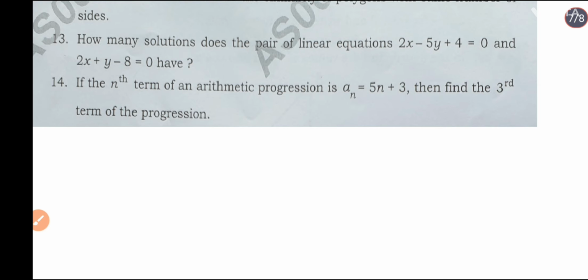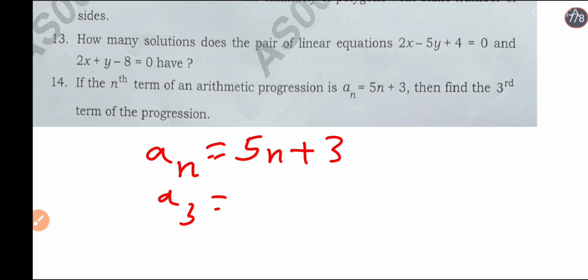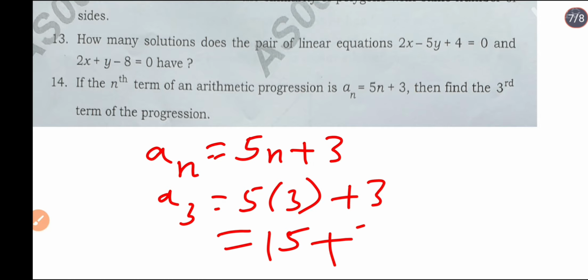Now let us see the next question, that is question number 14. If the nth term of an AP is an equals 5n plus 3, then find the third term of the progression. How can we find it? In place of n we write 3. We have to find a3, that is 5 into 3 plus 3, that is 15 plus 3 equals 18. That is the correct answer.